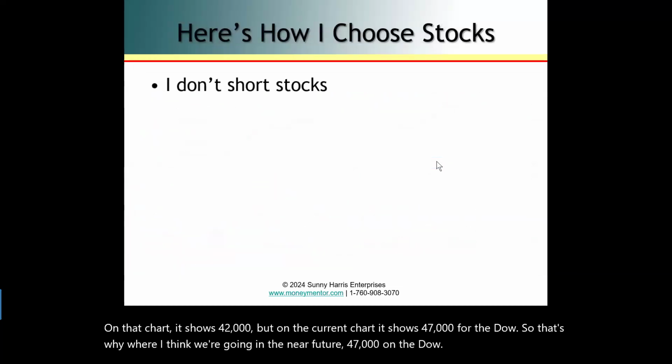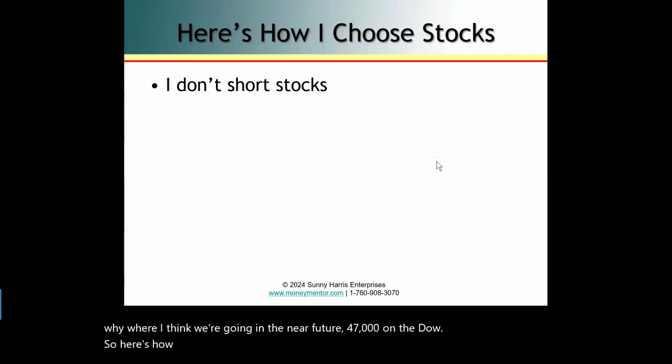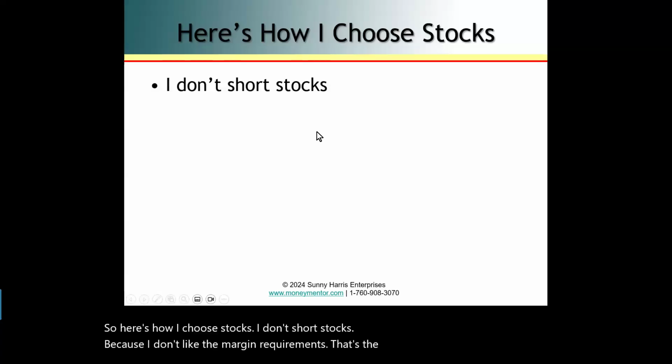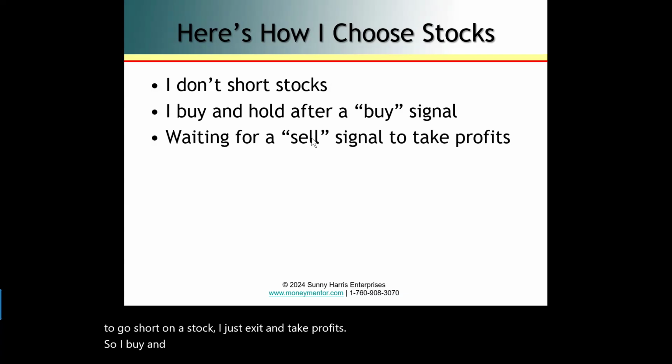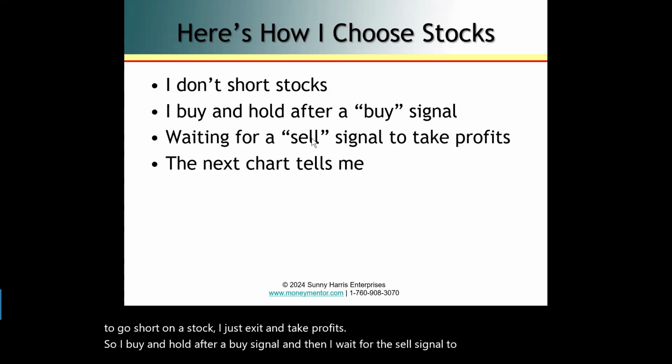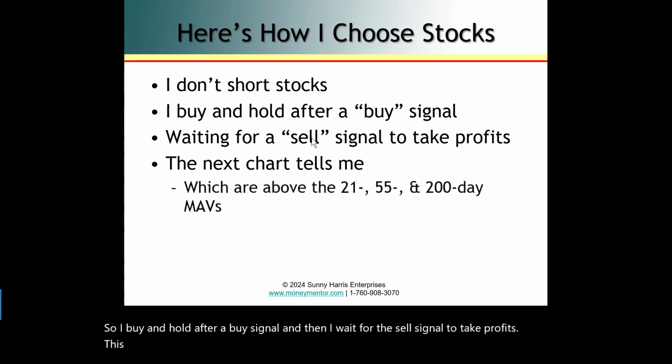So here's how I choose stocks. I don't short stocks because I don't like the margin requirements. That's the only reason. But when I get a signal to go short on a stock, I just exit and take profits. So I buy and hold after a buy signal, and then I wait for the sell signal to take profits.